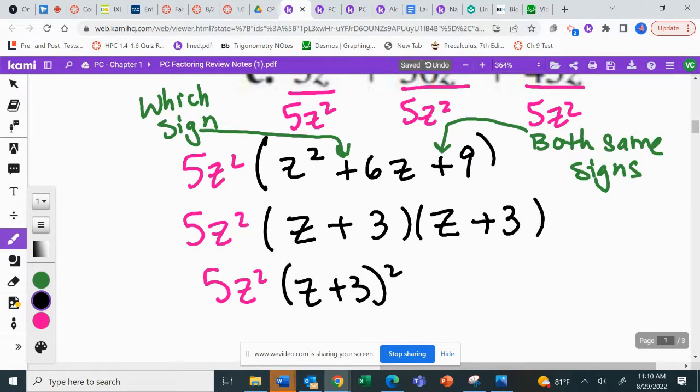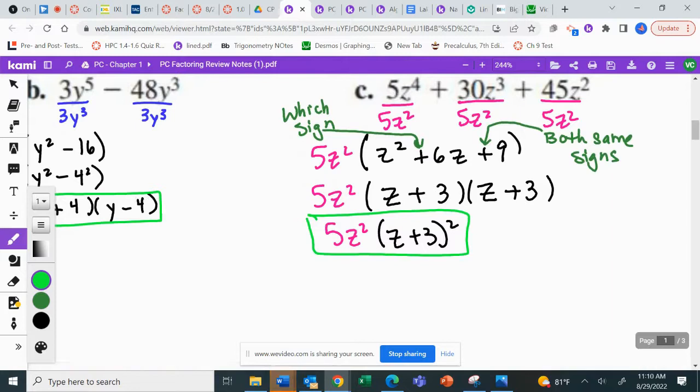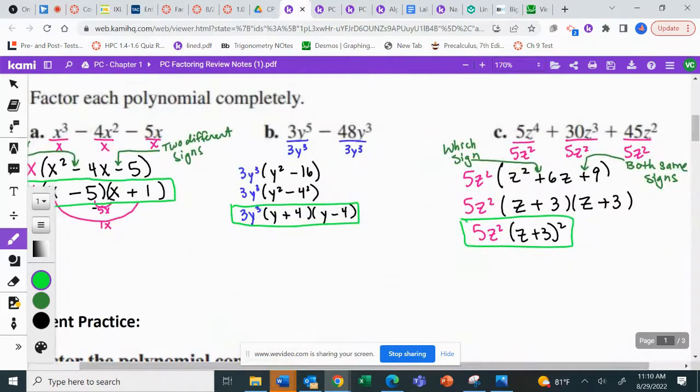If you have the exact same factor twice, we simplify that and we write it as Z plus 3 squared. You don't leave them separated if they're exactly the same. Okay, so that's basically going through difference of squares, guess and check, taking out the greatest common factor, that's going through a lot of it.